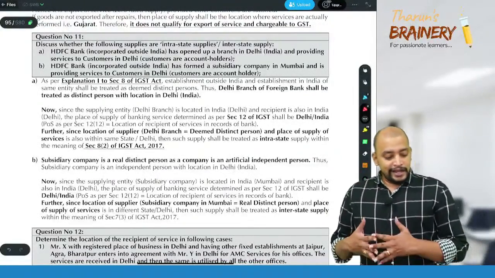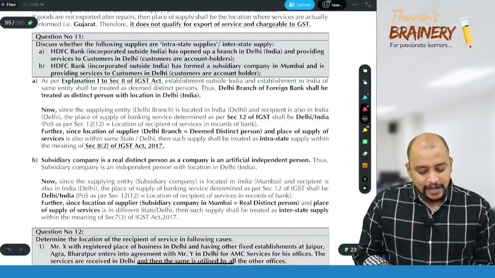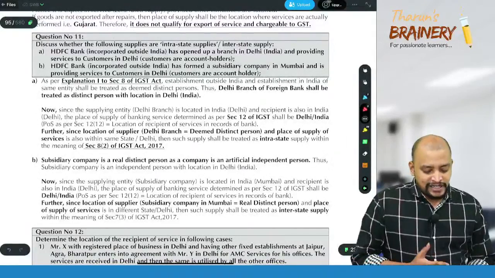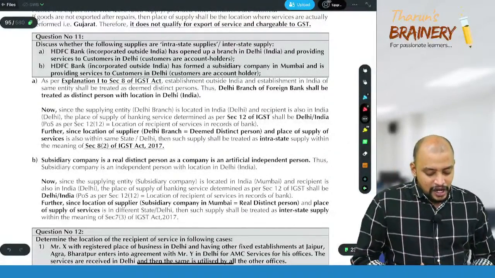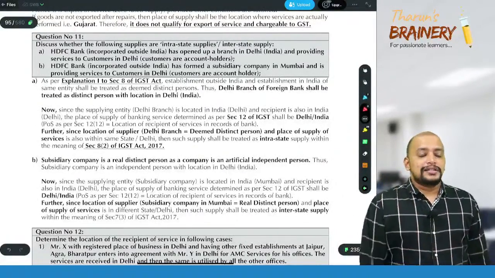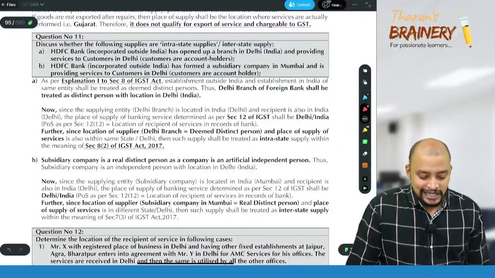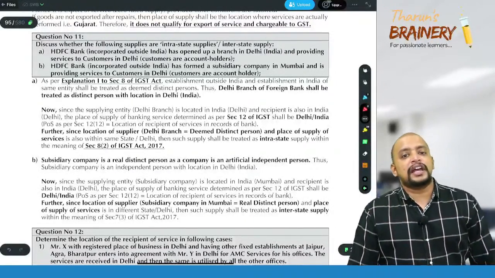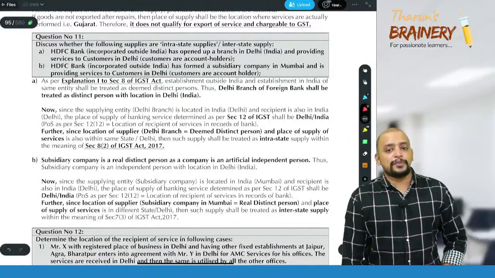Okay. Then HDFC Bank, incorporated outside India, has formed a subsidiary company in Mumbai and is providing services to customers in Delhi. Customers are account holders. So who is the supplier here? Subsidiary company is the supplier. So in that case, supplier is located in India and recipient also in India. So section 12. As per section 12, banking service, general provisions.